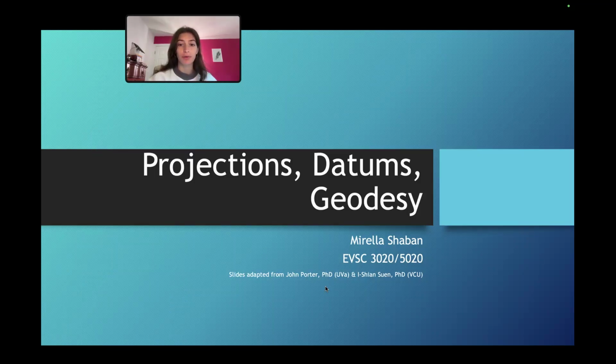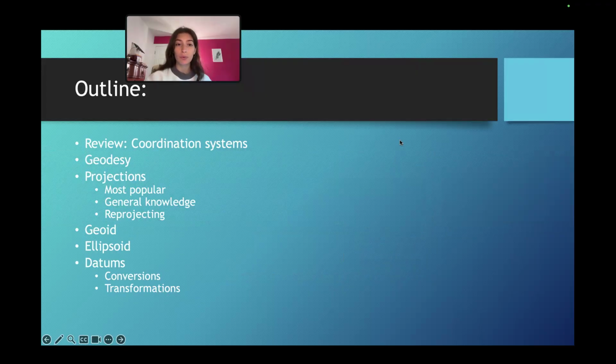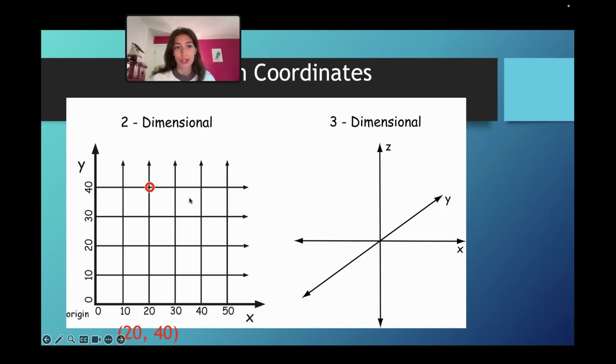This is going to be covering projections, datums, and geodesy. We're going to do a quick review of some coordinate systems. We're going to look at what geodesy is and projections, the most popular ones, some general knowledge, and reprojections of original projections. We'll also look at geoids and ellipsoids and datums. So some familiar words here from lecture 2, we'll just go a little further into them.